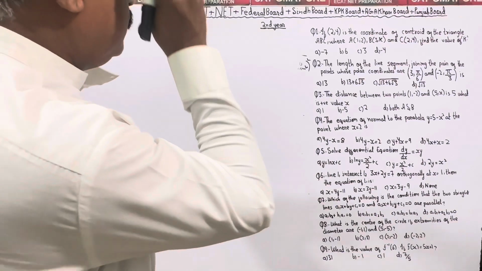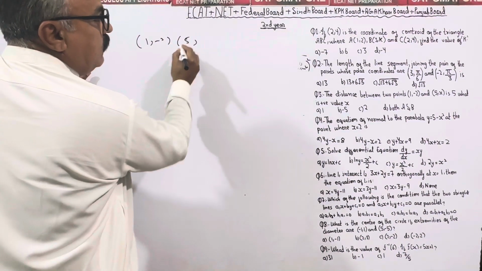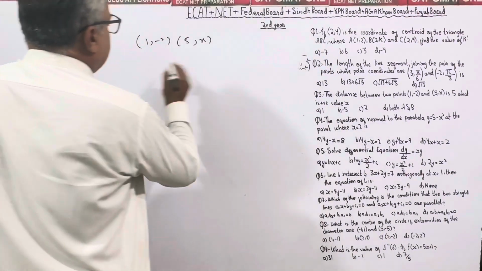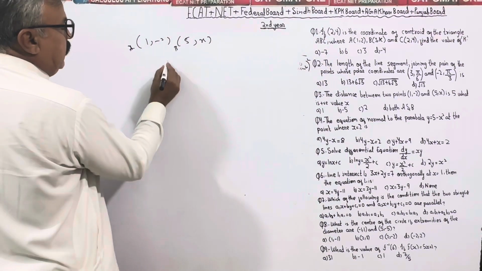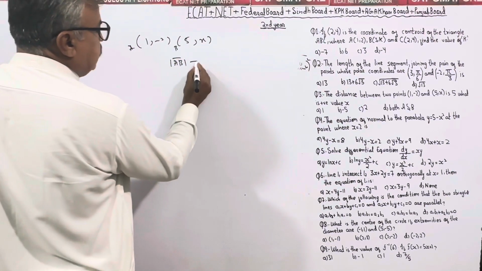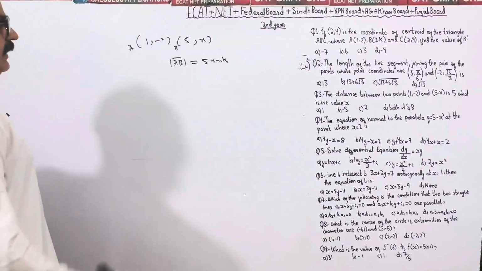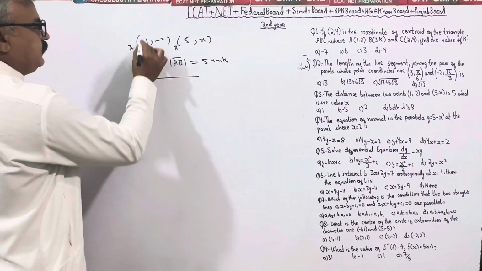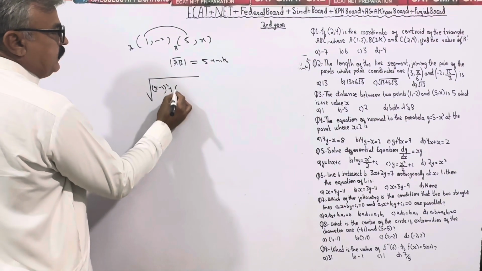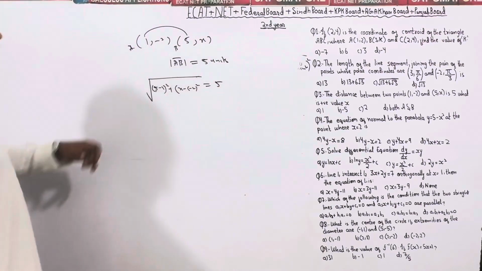What are the points? (1, -2) and (5, x). This is our A, this is our B. The distance between A and B, the length between A and B, is given to us as 5 units. We are asked to find x. Applying the distance formula: the difference of abscissas, (5 minus 1) whole square, plus (x minus (-2)) whole square, under the root, is equal to 5.